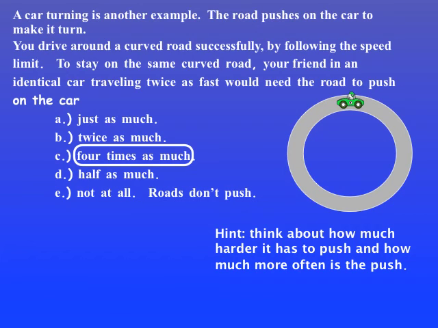So if you take a curved road at twice the speed, you need 4 times the force of the road, or 4 times the friction. This is why it's dangerous to exceed the speed limits, or not to go slowly on a curve.